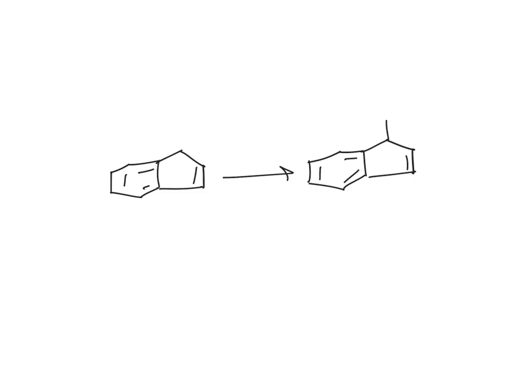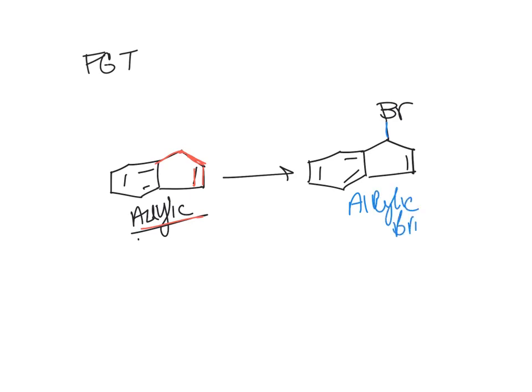All right, so what is the functional group transformation? Well, we went from an allylic compound, that's allylic when you see something like this, next to an sp2, allylic benzylic, okay? So that's the functional group there. And then this is allylic bromination.